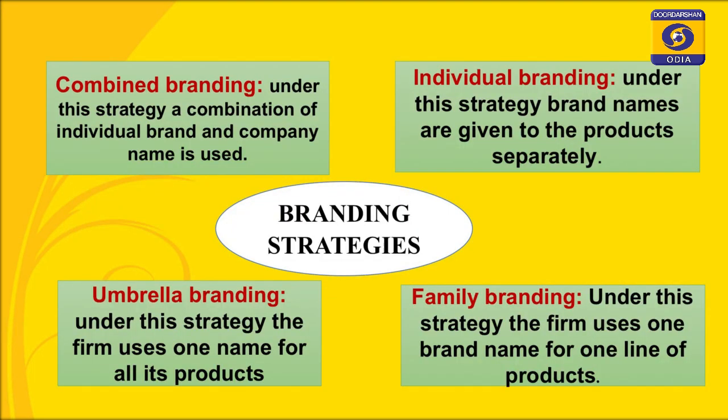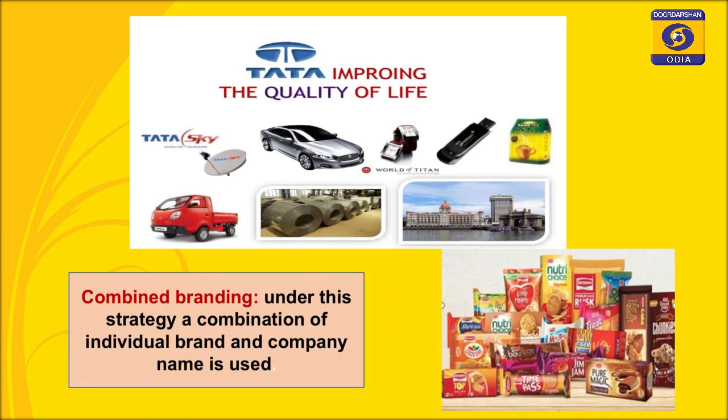And then is called combined branding. Combined branding, under this strategy, a combination of individual brand and the company name is used. Like Tata. Any product of Tata, at the end, the product has got its distinct identity, and at the same time, they will say it's a Tata product. Take Tata Salt, or you take a dish antenna like Tata Sky, or you say Sonata, a Tata product, or you say a car Nano, it's a Tata product. So, individual name as well as the name of the company, both are given or used as the brand of the product.